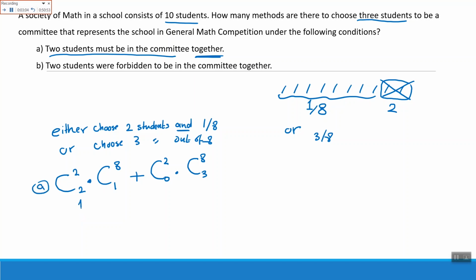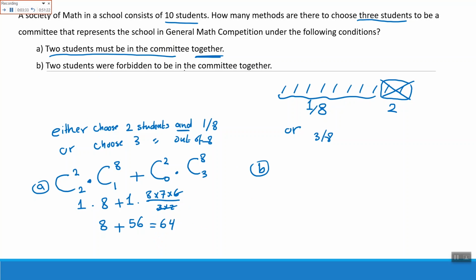2 out of 2 is 1, 8 1 is 8, or 2 0 is 1, and 8 3 is 8 times 7 times 6 over 3 times 2 times 1. So the answer is going to be 8 plus 8 times 7, which is 56, and the answer is 64 ways. This is part A. Part B.